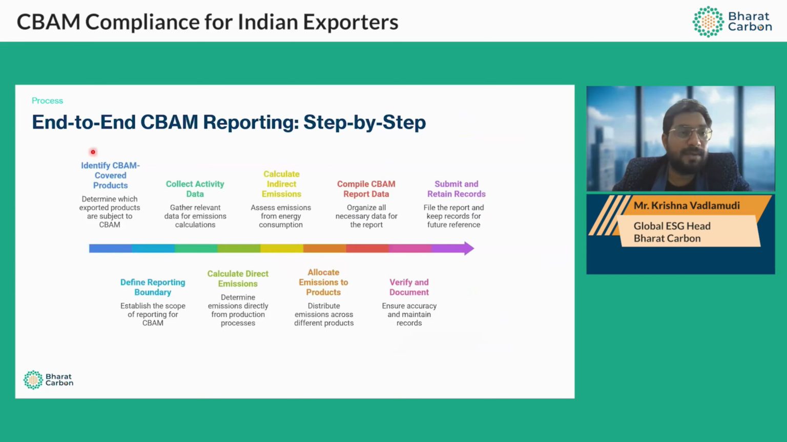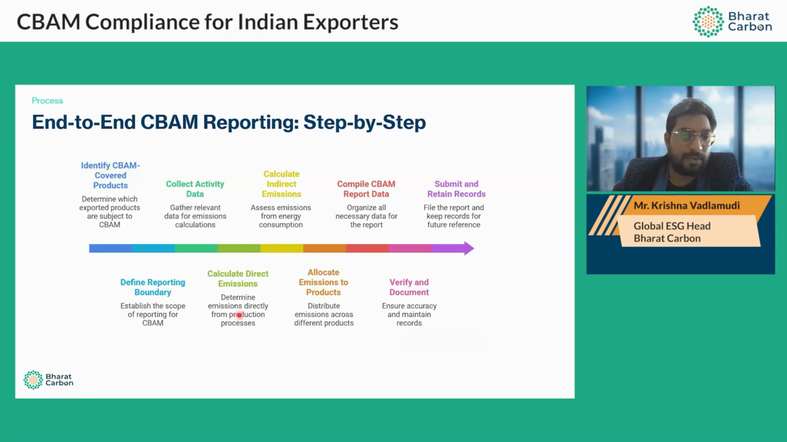So basically, now I'll tell what the end-to-end CBAM reporting looks like. First, you need to identify your HSN code or CN code for products listed in the European Union CBAM guidelines. Then you need to define the boundary of what data you are collecting, and also start the activity data collection.